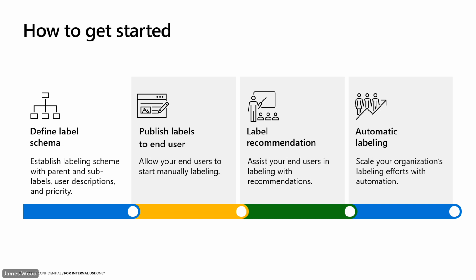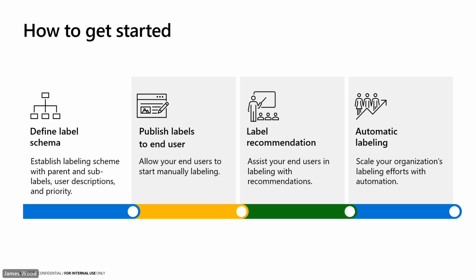Then the second step is to enable your end users to manually label their data. So this gives them more control and responsibility over their data protection. You can also configure settings to enforce mandatory labeling or assign default labels to certain data types or locations. This way you can ensure that all your data is labeled appropriately.